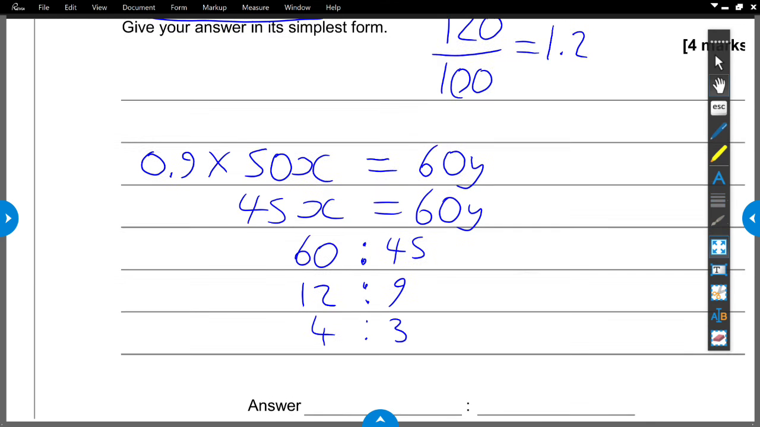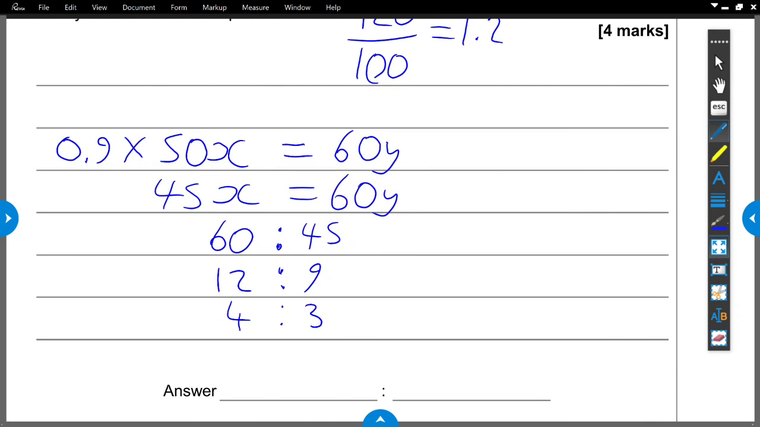Now, another way we could have done it was seeing it from here, that if 45x is equal to 60y, then x must be equal to 60 over 45, lots of y, which must mean that y is smaller than x, because we're timesing this by more. 60 over 45, that's equal to 4 over 3. So if y is a certain value, we have to times that by 4 over 3, and we get x. And that would also simplify down to this ratio here, of 4 to 3.